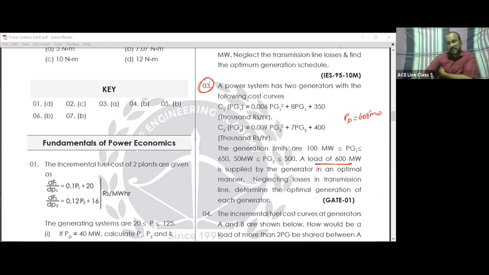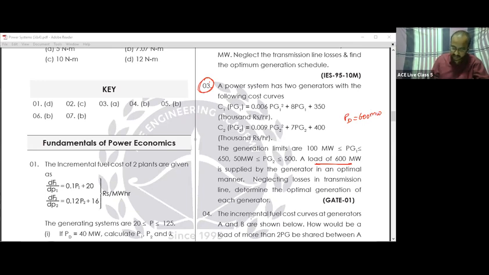So the power system has 2 generators with the following cost curves. C of Pg1 is this one, C of Pg2 is this one. So what do you get? So I'm moving to our slide. I think all of you got the screenshot of this.